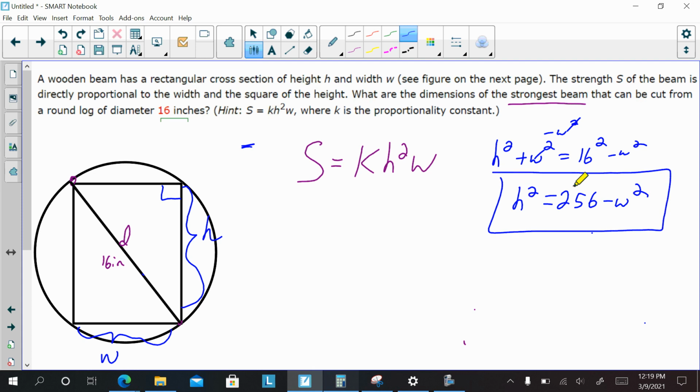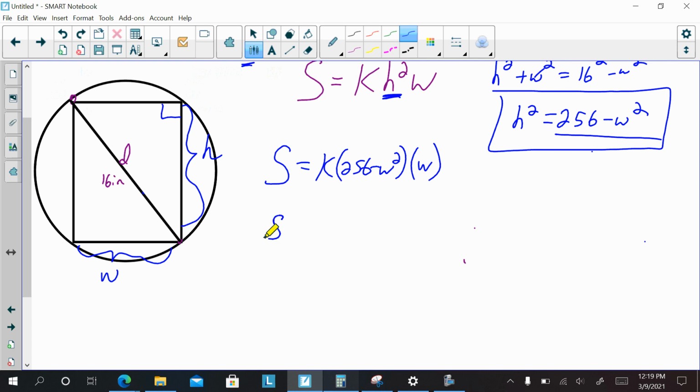Technically, we could take the square root of both sides, or we can just replace H squared with that quantity. So the strength is K times 256 minus W squared times W. Replace H squared with that, and we get this. So the strength is K times, let's multiply these two together, 256 W minus W cubed.